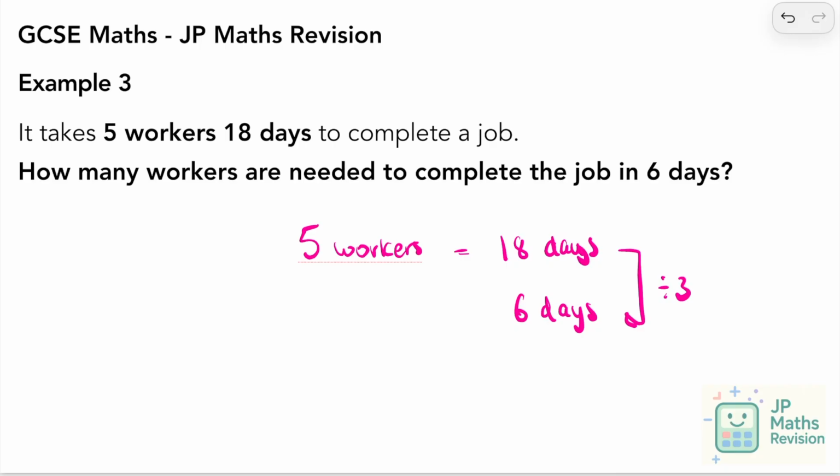So to get from 18 to 6, we divide by 3. So it's going to take 3 times as many workers to complete the job in 3 times less days. So it's going to take 15 workers to do the job in 6 days.